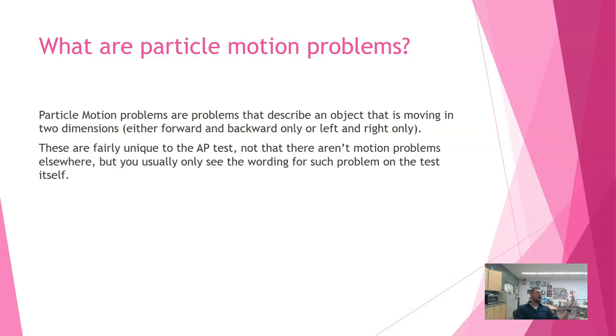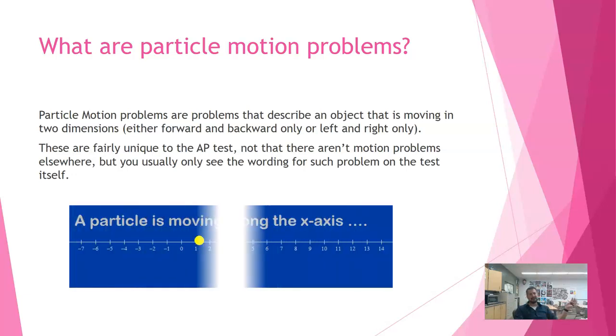Now, when we talk about particle motion problems, what we're basically talking about is an object that is just moving in one dimension. In other words, it's either moving to the left and right, and that's all it's doing. And that's kind of what you see here on this picture of this GIF that was made. It just shows a particle moving backwards and forwards, back and forward and back and forward. And you can see that it's only moving in one dimension. It's not moving up and down at the same time.